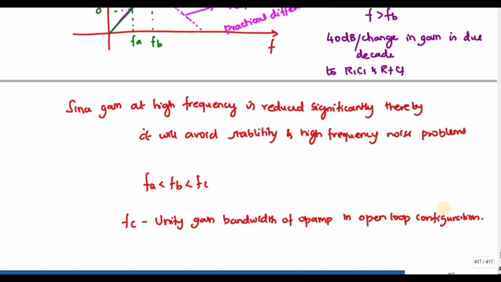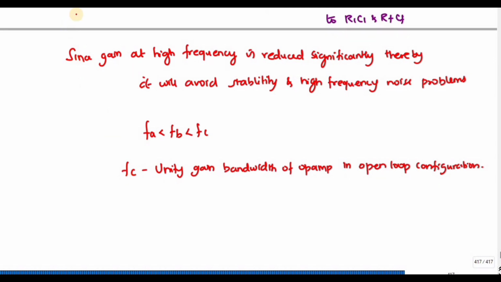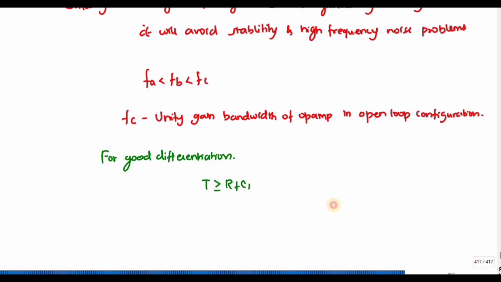Okay, so for good differentiation, T must be greater than or equal to R of C1. So this is the condition. Or I can write this as R of C1 is greater than R of CF or R1 C1.